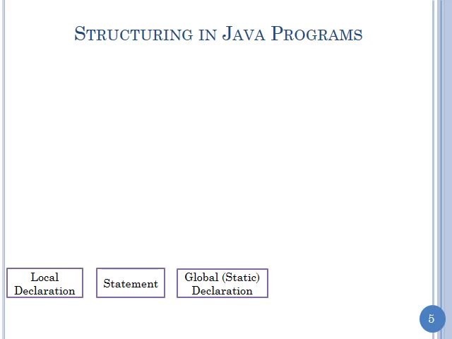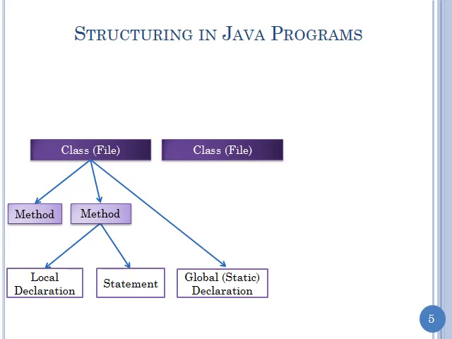A method, maybe a loop, but method. And methods could be grouped into? And classes could be grouped into? Packages. Okay? So now I talk of local declaration versus global declaration. What might that mean? Local declaration means that you've declared some variable in a method.